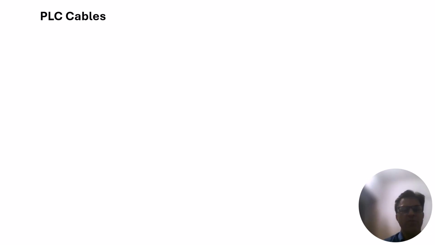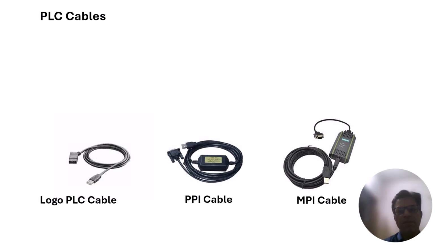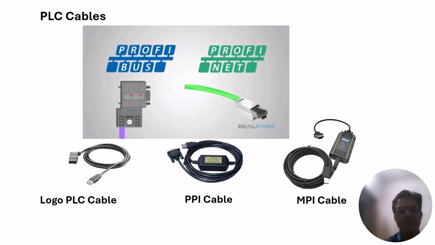Now let's have a look at PLC cables. These are programming cables. Logo PLC cables. This is a PPI cable for the S7-200 PLC. This is an MPI cable for the S7-300 and 400 PLC. And these are Profibus and Profinet. Profibus is purple and Profinet is green.